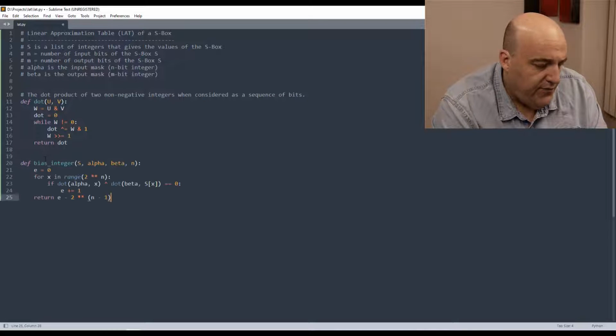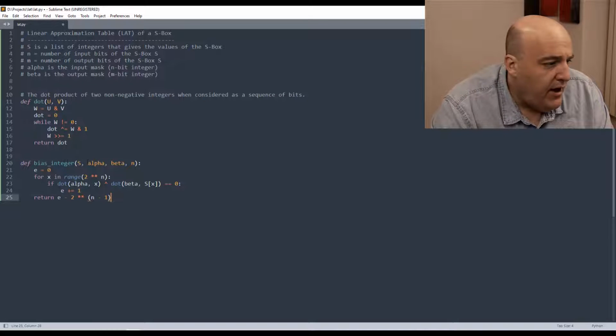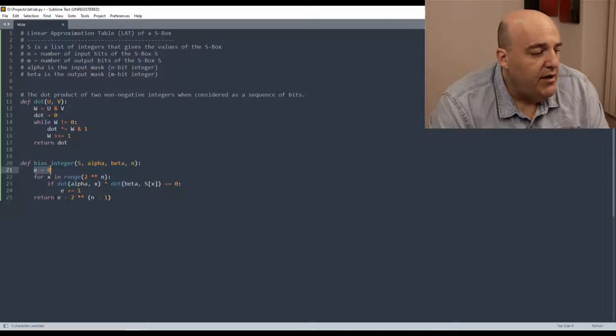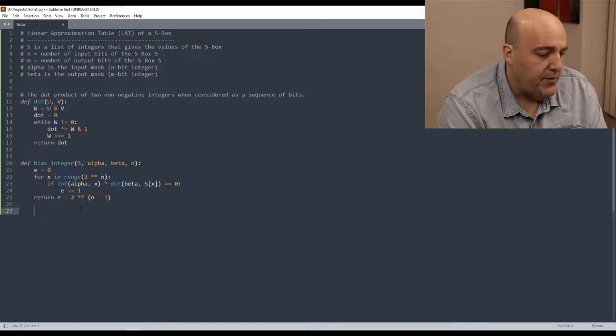So this one, if we remember, has, of course, the S-box, as well as the masks, and N is the number of input bits here. And we just run through every possible value of X, and we check if it satisfies our main equation there. If it does, we increment E by 1. Notice it's initialized at 0 at the beginning. And then after it exits this loop, the value of E is the number of solutions. And then the bias integer is E minus 2 to the n minus 1.